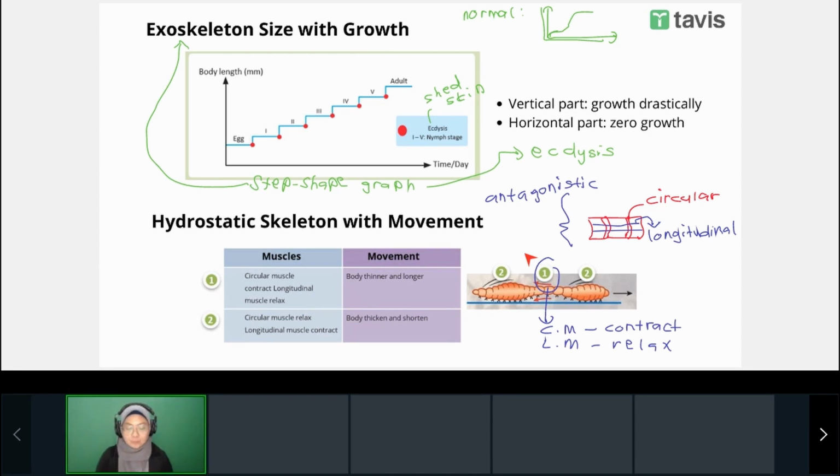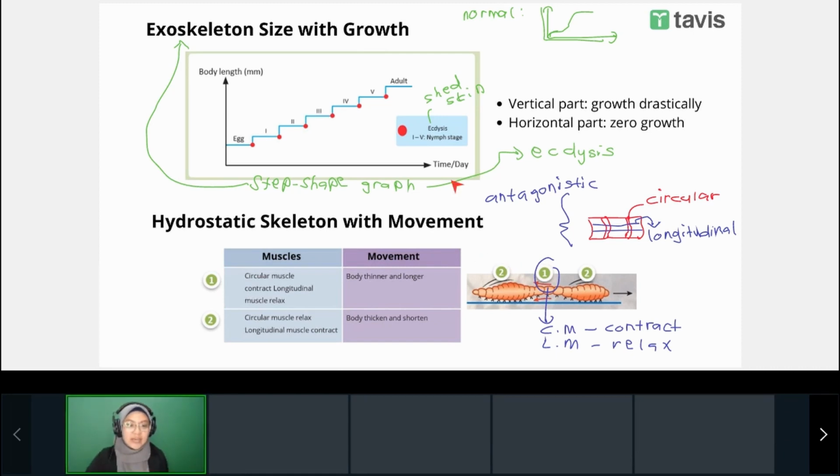I repeat again. When the worm becomes thinner and longer, elongated, the circular muscle contracts. When the circular muscle contracts, the longitudinal muscle will relax. At number two, when the body becomes thicker and shorter, the circular muscle will relax and the longitudinal muscle will contract. I summarize all of the info in this diagram.